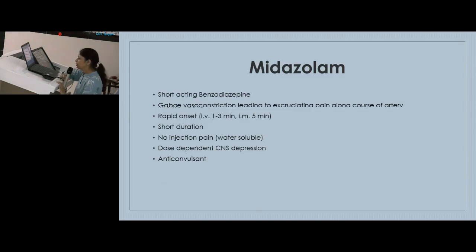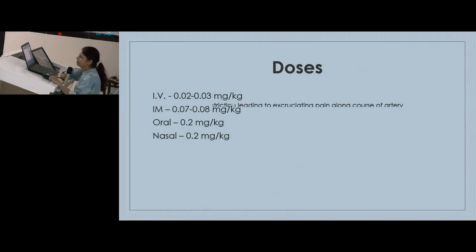It causes dose-dependent CNS depression. At higher doses, it can be used as an inducing agent, and it also has anticonvulsant properties. For the doses, IV we give 0.02 to 0.03 milligram per kilogram, IM 0.07 to 0.08 milligram per kilogram, and oral 0.2 milligram per kilogram, especially in pediatric patients before taking the IV cannula. Nasal administration can also be done with 0.2 milligram per kilogram.